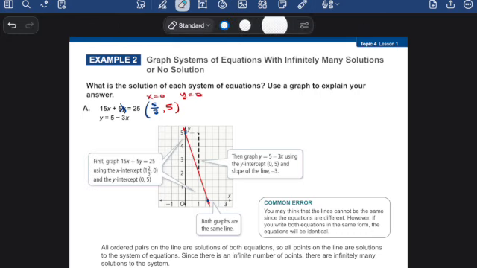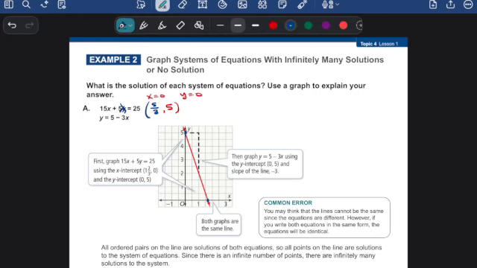Okay, and then our second equation, it's already in slope-intercept form, so our y-intercept is at 5. Our slope is negative 3, so we go down 3 and over 1. Okay, keep going. And we can see we're actually just plotting the same line. Okay, using graphing, we can see that they're both going to give us the same exact line.